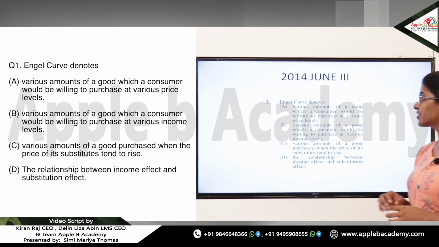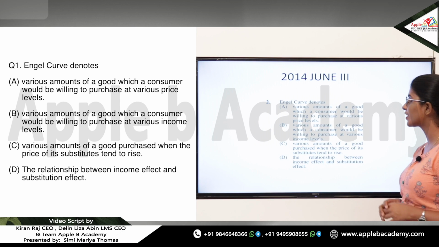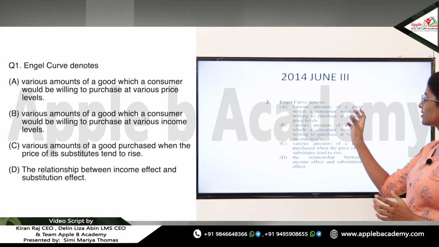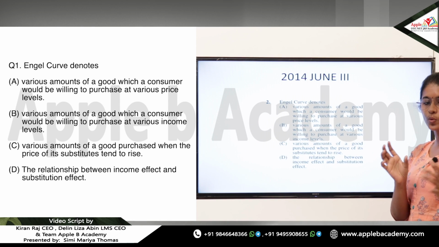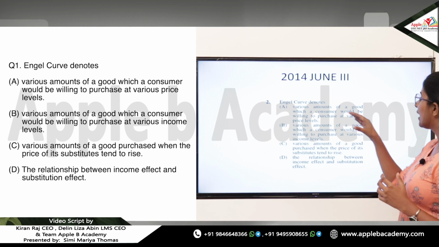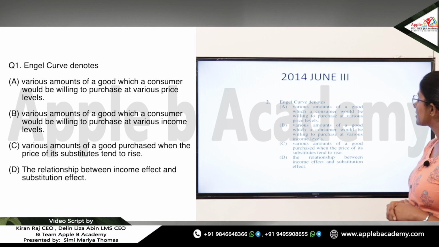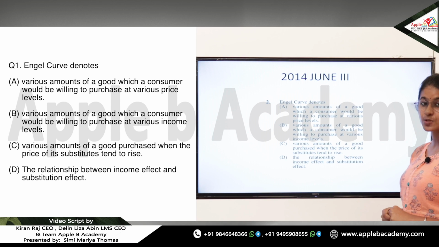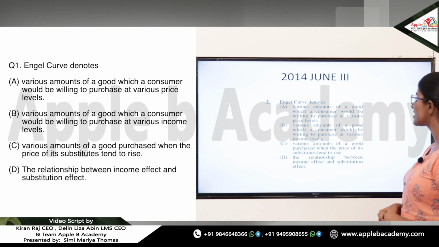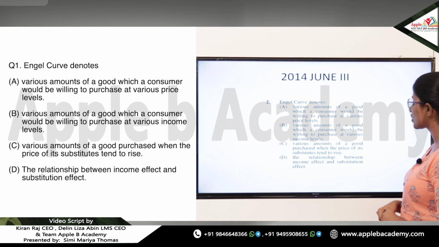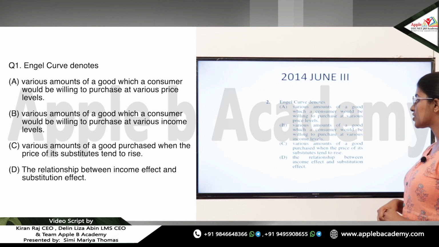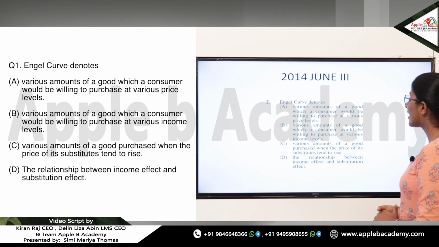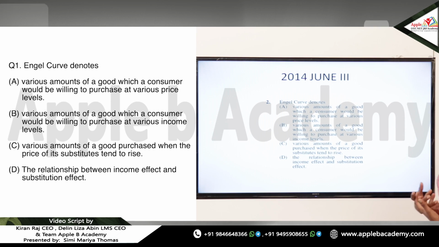Next question, this is a previous year question asked in the 2014 June paper 3. Engel curve denotes. Basically, we are asking what is denoted through the Engel curve. Let us see the options. First option, various combinations of goods which a consumer would be willing to purchase at various price levels. Second option, various amounts of good which a consumer would be willing to purchase at various income levels. Option C, the various amounts of good purchased when the price of its substitutes tends to rise. And option D, the relationship between income effect and substitution effect.